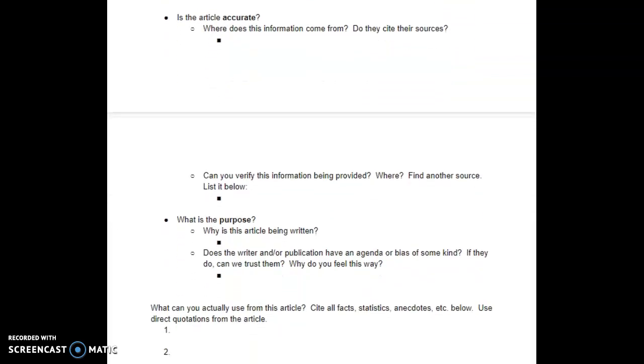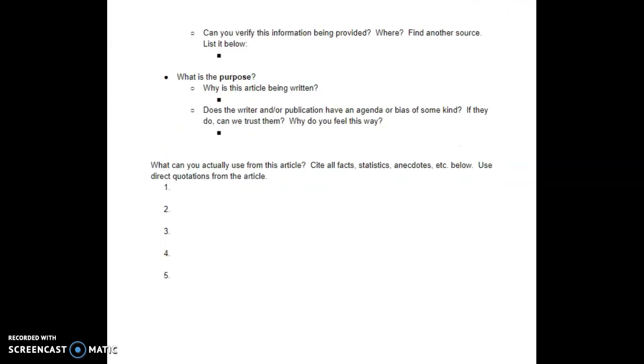The next question that you need to ask yourself, and this is possibly the most important one, is: is the article accurate? Where does the information come from? And do they cite their sources? This is extremely important. We often talk about how Wikipedia is very unreliable and you shouldn't cite it. But guess what, guys? Even they cite their sources, which is why I often tell people that if you're going to use Wikipedia, then feel free, scroll down to the bottom and look at what sources they use, because they might be onto something.